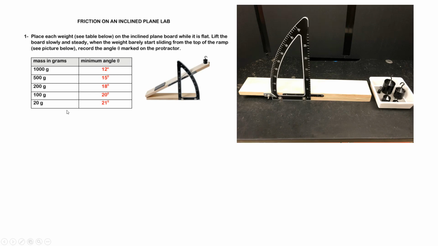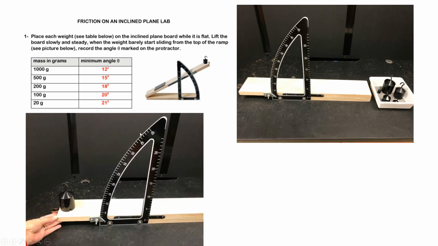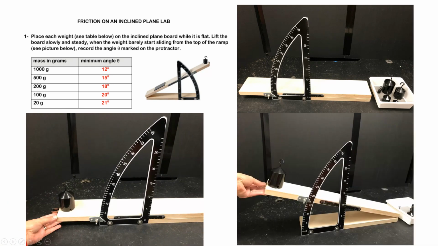with different masses. We are going to start by placing a weight on the board and lift the board slowly and steady, and when the weight barely starts sliding from the top of the ramp, record the angle marked on the protractor in this table.